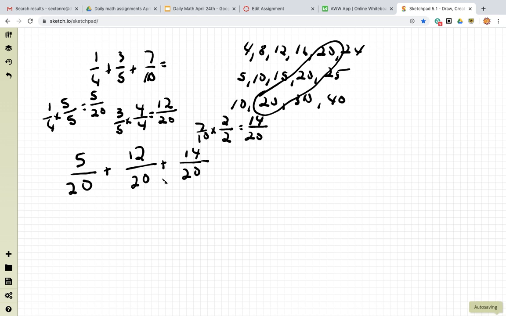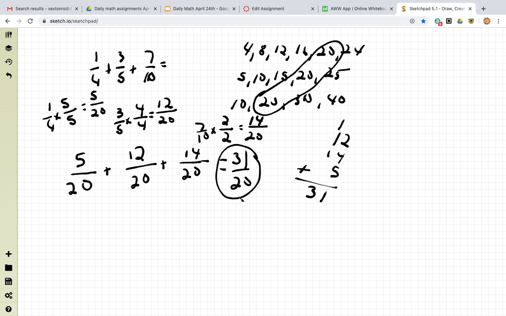Now I've got 3 denominators that are the same. They all are being called the same thing, right? We took Coke, Pepsi, and I don't know, Fanta Orange, and we've renamed them all as sodas, right? They're all 20ths. Now I can just add them up. 5 plus 12 plus 14. Well, let's see. 12, 14, and 5. That's going to give me 5 and 4 is 9, 10, 11. I get 31/20.